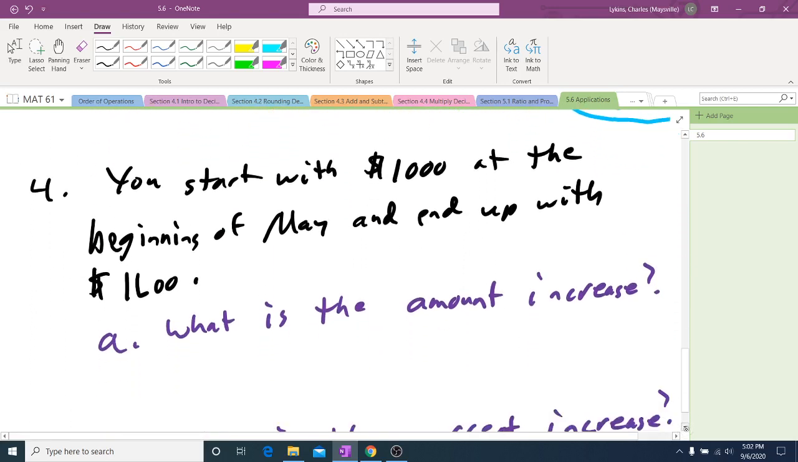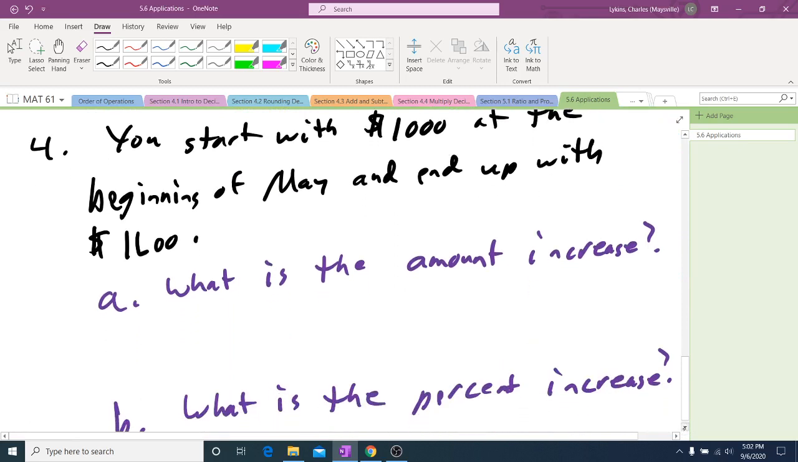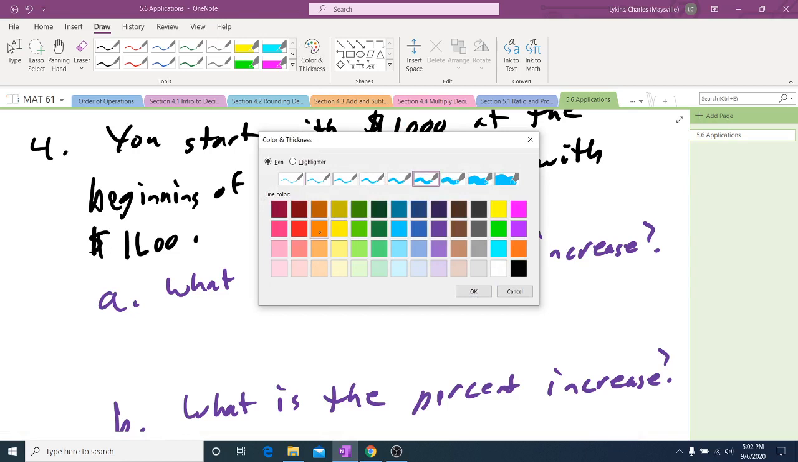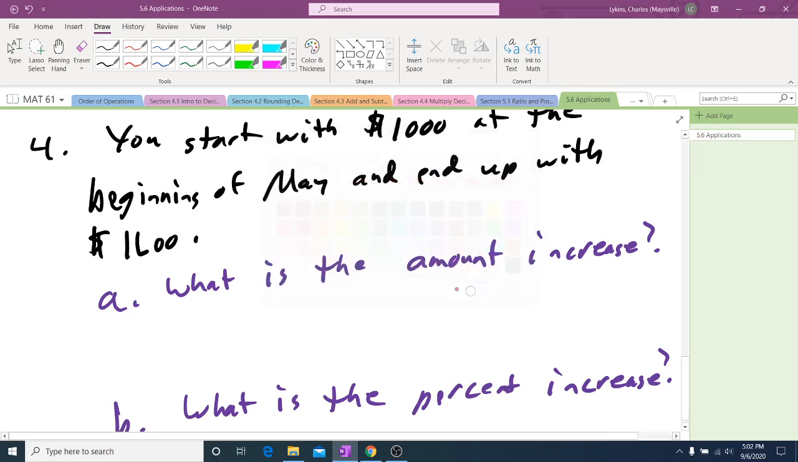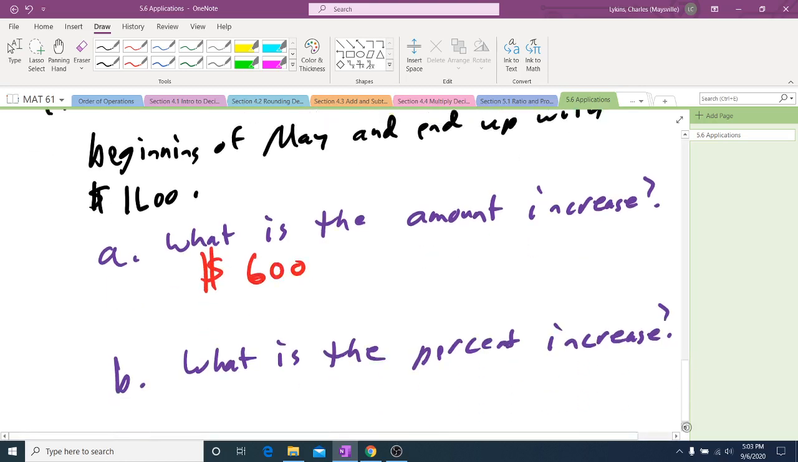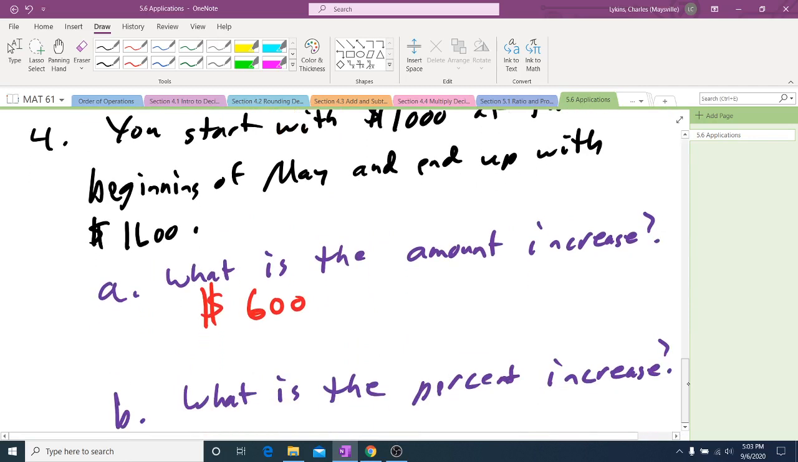Okay, now finally. You start off with $1,000 at the beginning of May and end up with $1,600 at the end of May. So how much was this an increase? Well, if you go from $1,000 to $1,600, it's $600. What is the percentage increase?